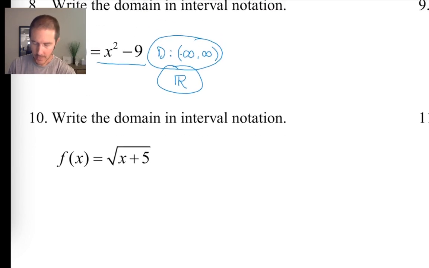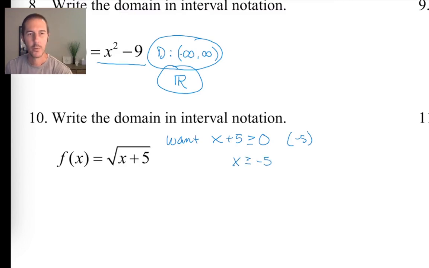In this problem, I'm going to write down what I want. I want x plus 5, the radicand, the stuff under the square root symbol, I want x plus 5 to be greater than or equal to 0. Again, we can take the square root of 0. We can take the square root of a positive number. So that's what I'm trying to make happen here. And if I subtract 5 from both sides of this inequality, I find that x is greater than or equal to negative 5. So this is our domain.